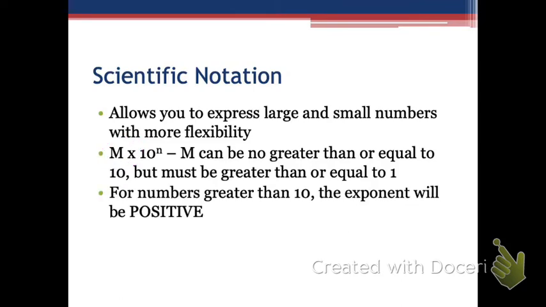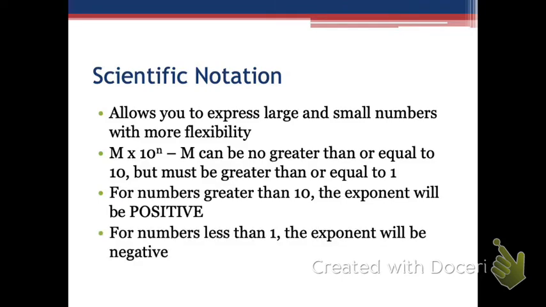For numbers that we're trying to express that are greater than 10, our exponent is going to be positive. And if we are trying to express numbers that are less than 1, our exponent will be negative. Okay? If we're trying to express a number greater than 10, our exponent is going to be positive. If we're trying to express a small number that's less than 1, our exponent will be negative.